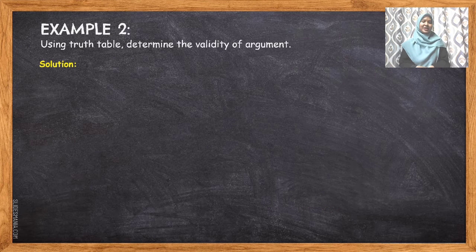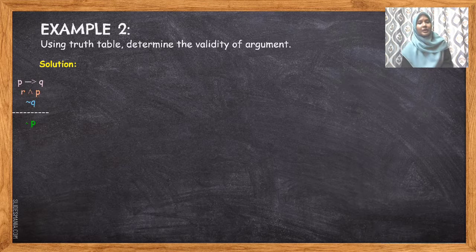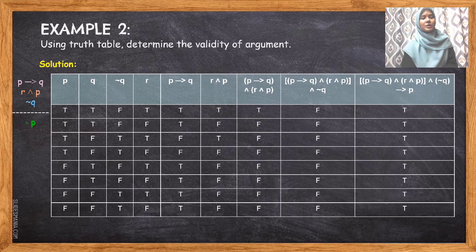Example 2. Using the truth table, determine the validity of the argument. Premise 1, P implies Q. Premise 2, R and P. Premise 3, negation Q. And the conclusion is P. As we know, it has 3 variables, so we need to construct a truth table with 8 rows because 2 to the power of 3 is 8. We construct P, Q, R as usual.